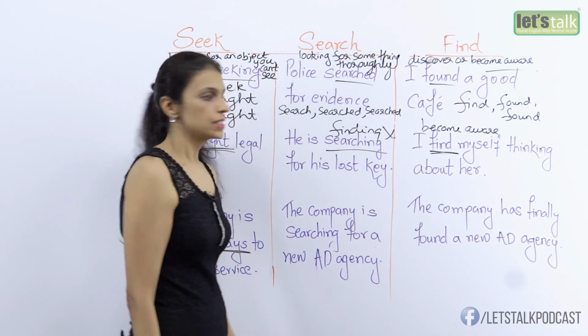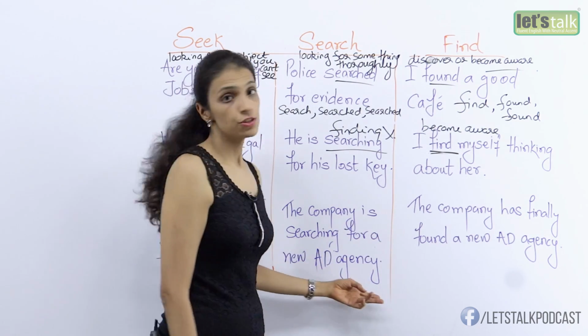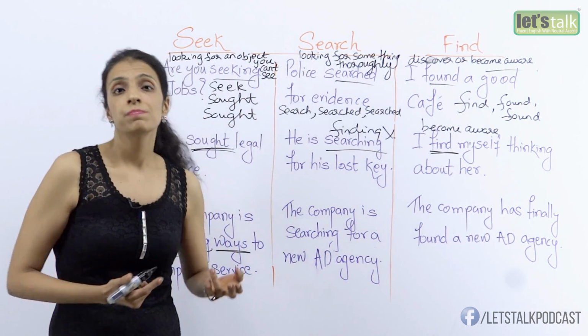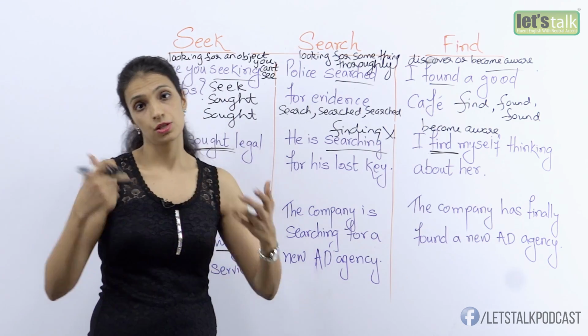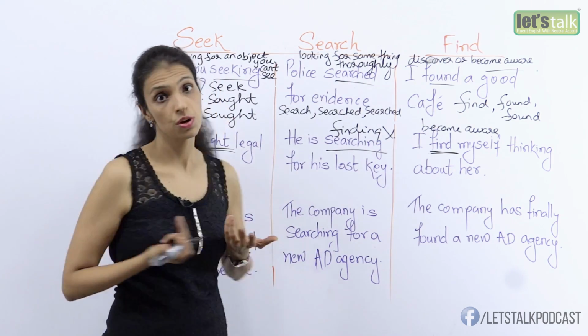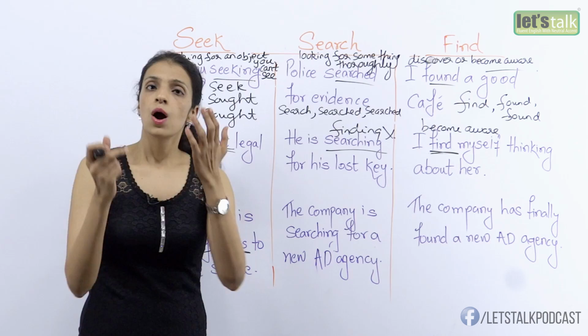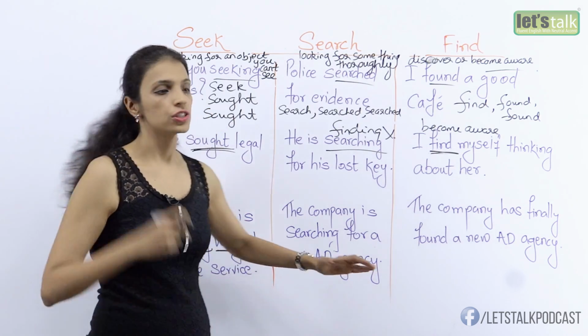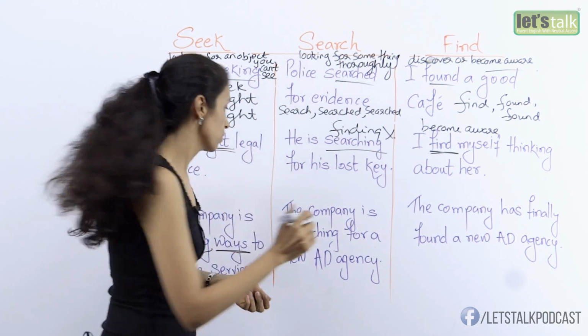So next what happens is the company is searching for a new ad agency. So go to Google and they type in the top 10 best advertising agencies in New York, and there you have a list. What are they doing? They are searching. So they're looking for, right? They're looking for.